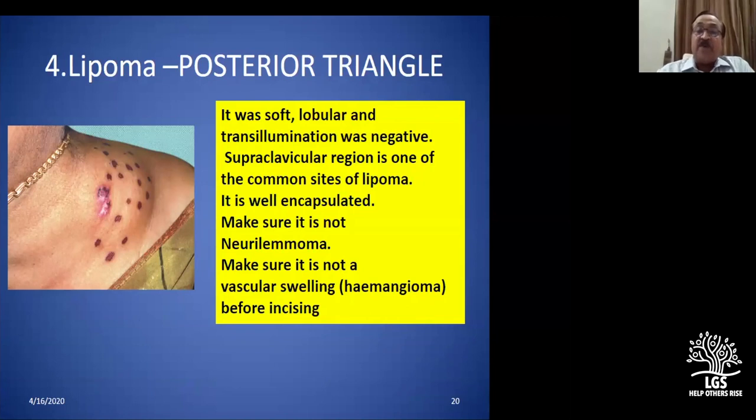I mentioned to you lipoma; one of the sites in the neck is the posterior triangle. It's very easy, anybody can give a diagnosis: soft and lobular structure, well encapsulated. One other diagnosis or differentiation is a neurilemoma. And always remember, whenever you have a soft fluctuant swelling, before you incise, before you do a true cut biopsy or a needle, see that it is not vascular, because you can give rise to unnecessary bleeding.